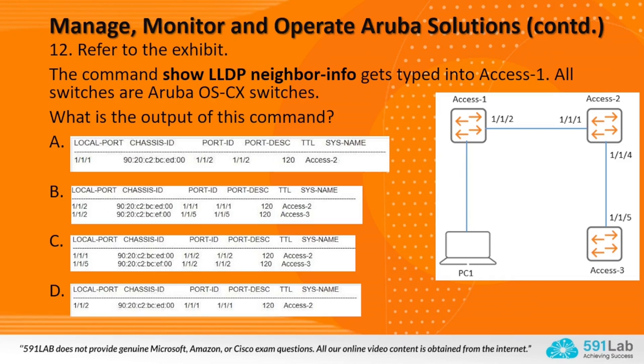We have reached the final question from Manage, Monitor and Operate Aruba Solutions. Question number 12. Refer to the exhibit. The command show LLDP neighbor info gets typed into access 1. All switches are Aruba OS-CX switches. What is the output of this command? Let me show you this setup in my simulation.